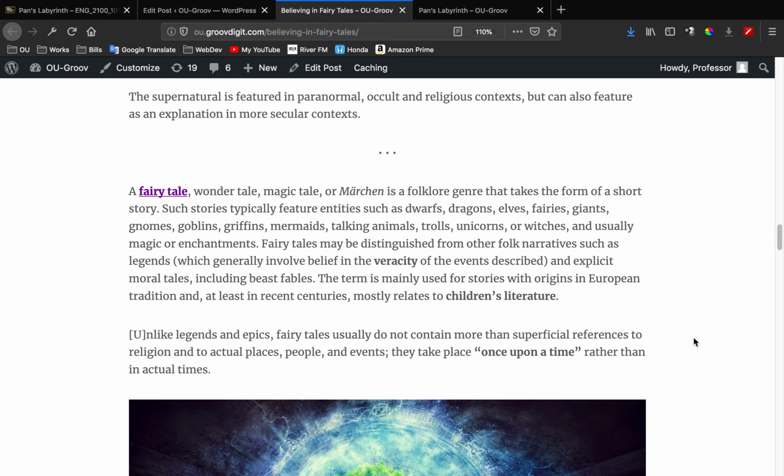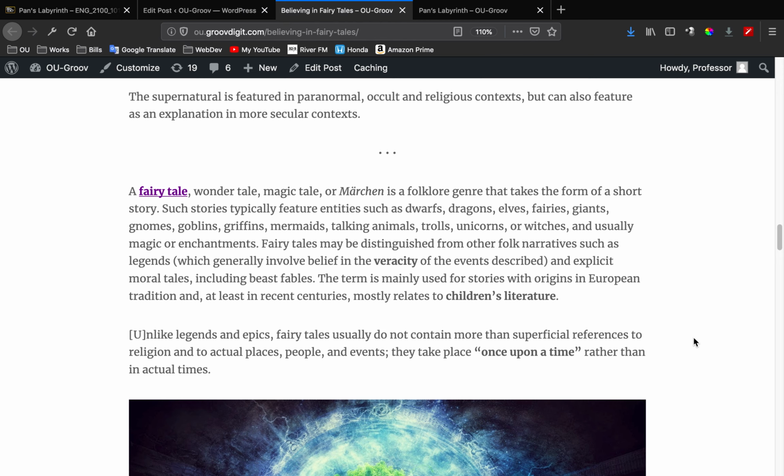A fairy tale, wonder tale, magic tale, or Märchen is a folklore genre that takes the form of a short story. Such stories typically feature entities such as dwarfs, dragons, elves, fairies, giants, gnomes, goblins, griffins, mermaids, talking animals, trolls, unicorns, or witches, and usually magic or enchantments. Fairy tales may be distinguished from other folk narratives, such as legends, which generally involve belief in the veracity of the events described, and explicit moral tales, including beast fables.